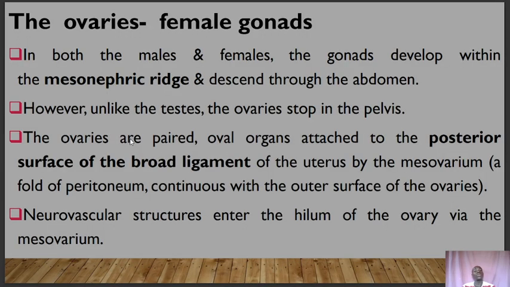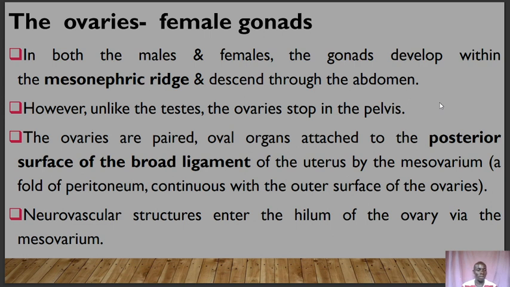The ovaries, we all know, are the female gonads. In both male and female, the gonads normally develop within the mesonephric ridge and descend through the abdomen. However, unlike the testes, the ovaries stop in the pelvis. Remember, if you have undescended testes, we refer to that condition as cryptorchidism. But the ovaries do stop in the pelvis.